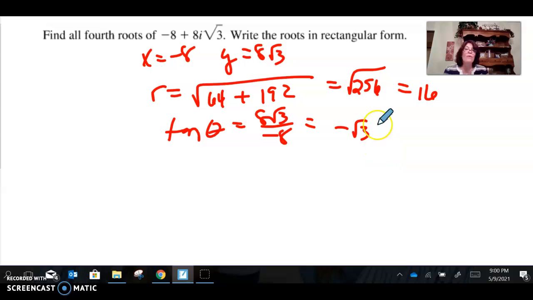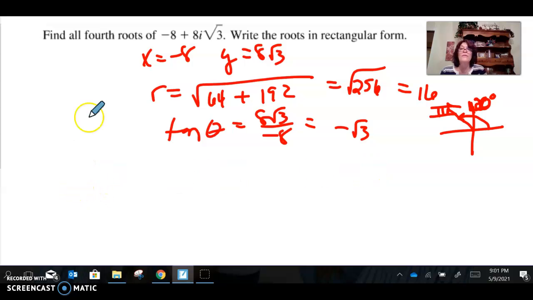Tangent's negative here, so taking the inverse tangent, let's go with 120 degrees. Theta is 120 degrees. I know I'm in the second quadrant, because x is negative and y is positive. I'm in the second quadrant, and the tangent of theta is negative square root of 3. That only happens at 120 degrees.